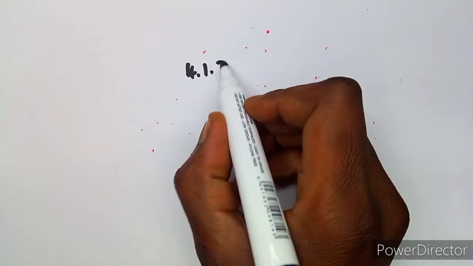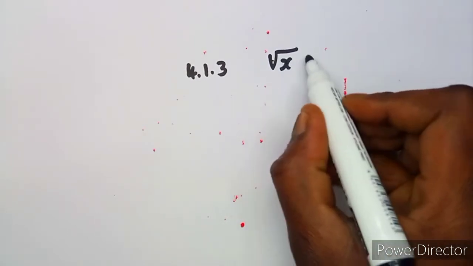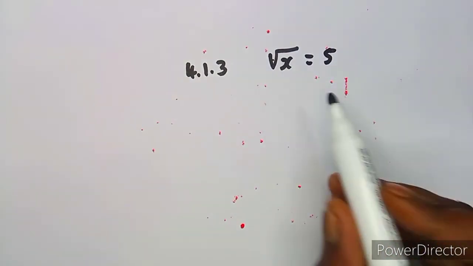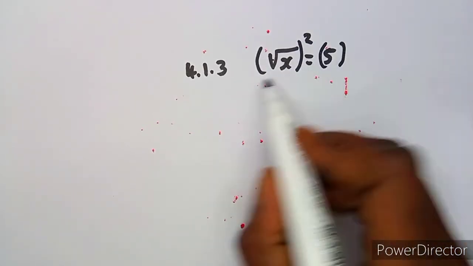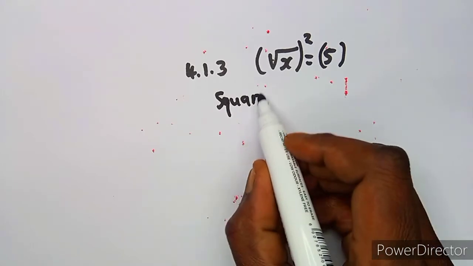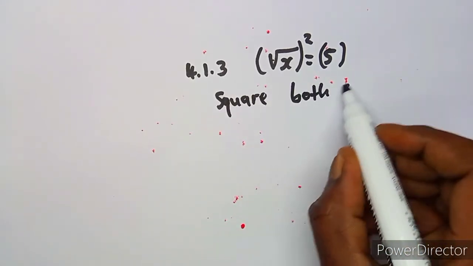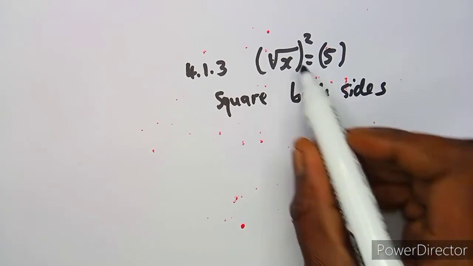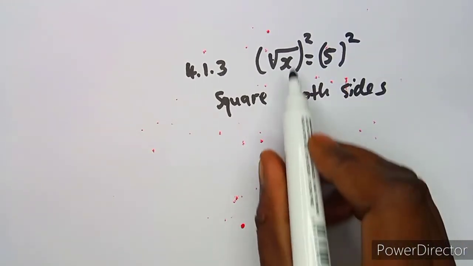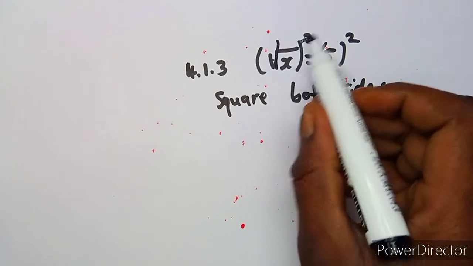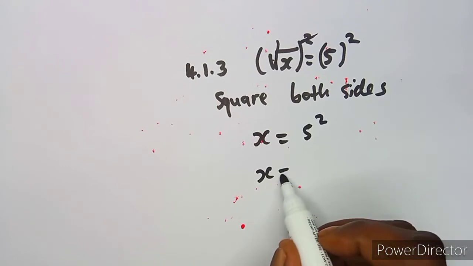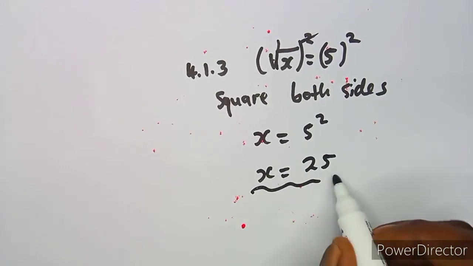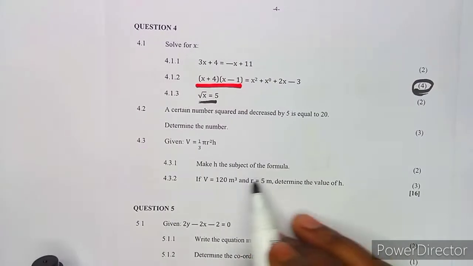All right, what about this one, which is on 4.1.3? We are given the square root of x is equal to 5, like this, and you want to solve. How do you remove the square root? You square both sides. So you square both sides to remove the what? The square root, like this. So raised to the exponent of 2 both sides. The moment you square, you're actually neutralizing this. So it's going to be x is equal to 5 squared, which is 5 times 5, which is 25.